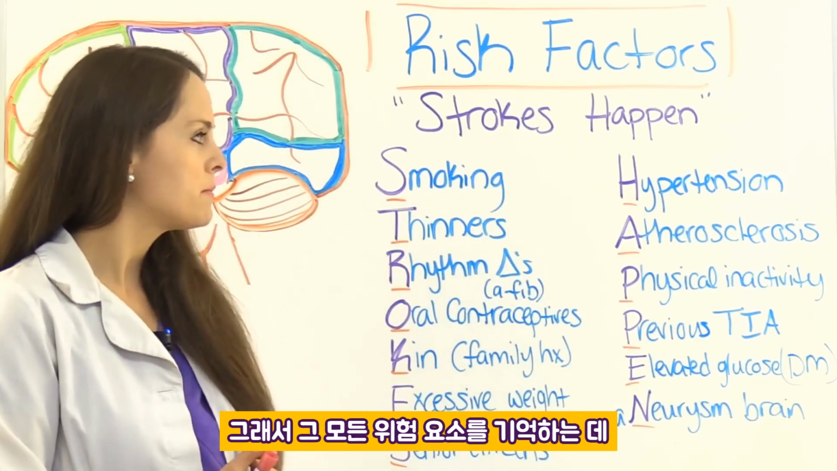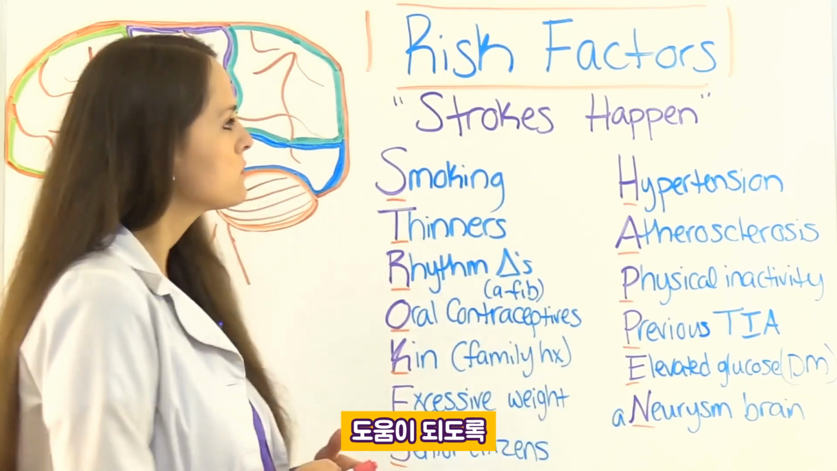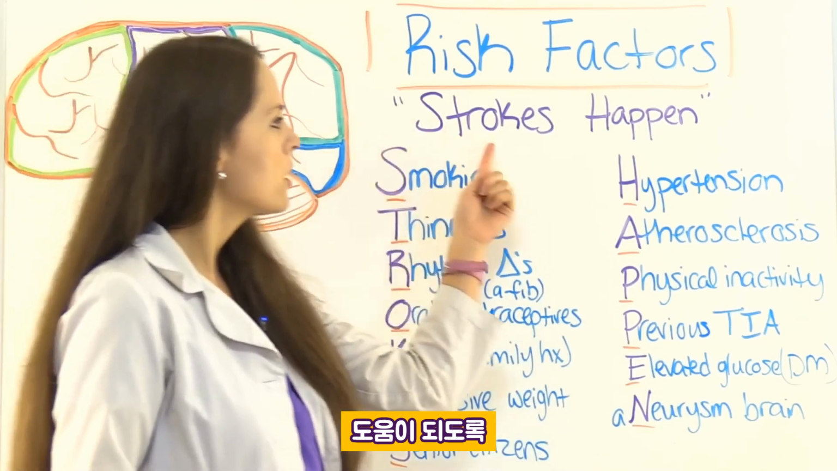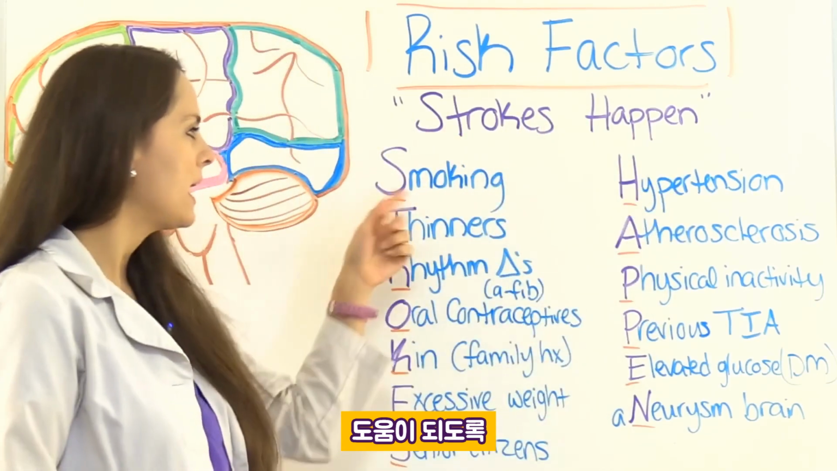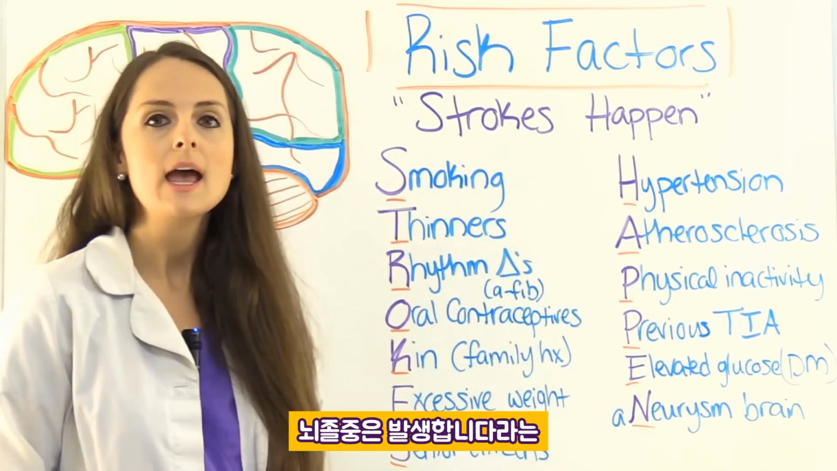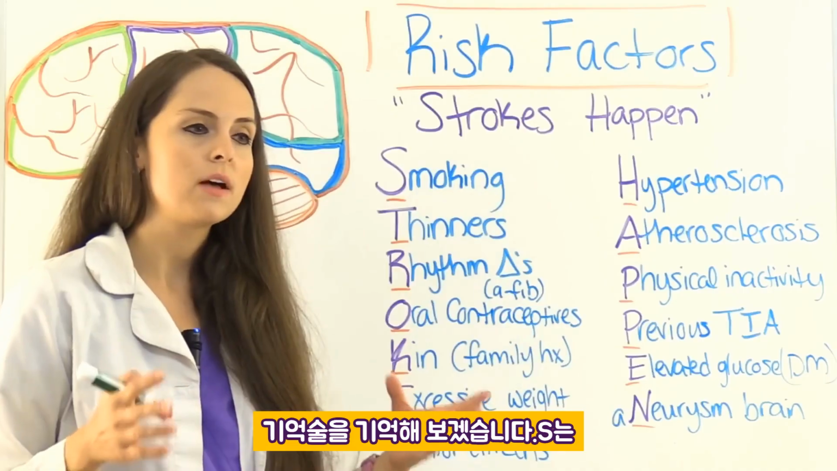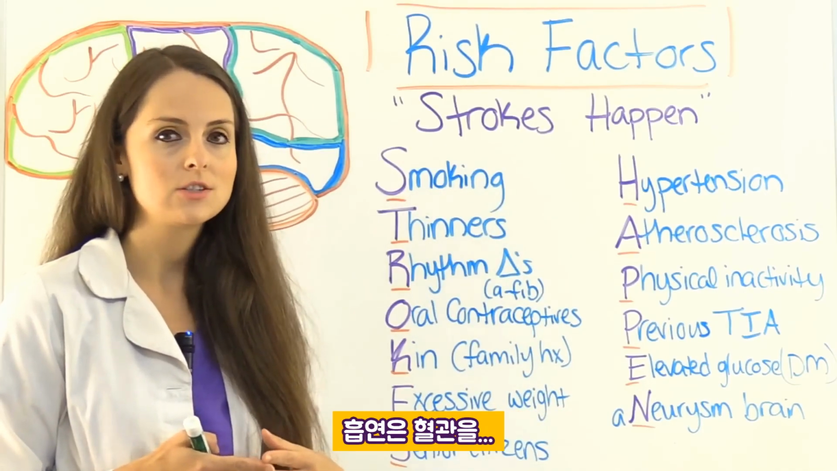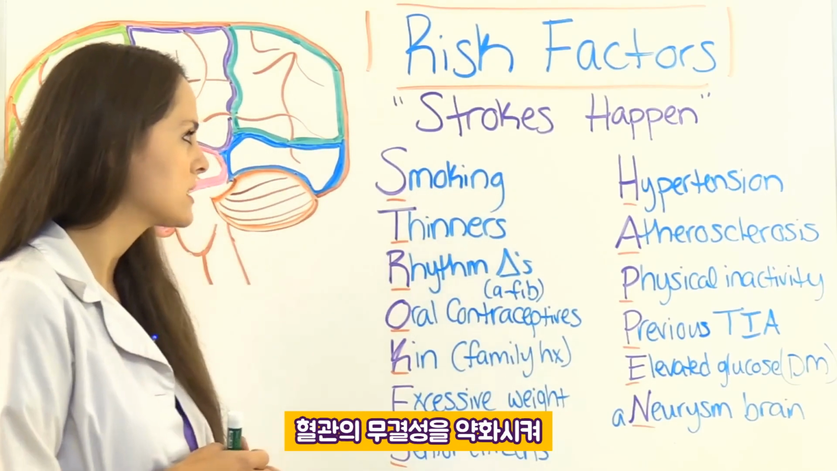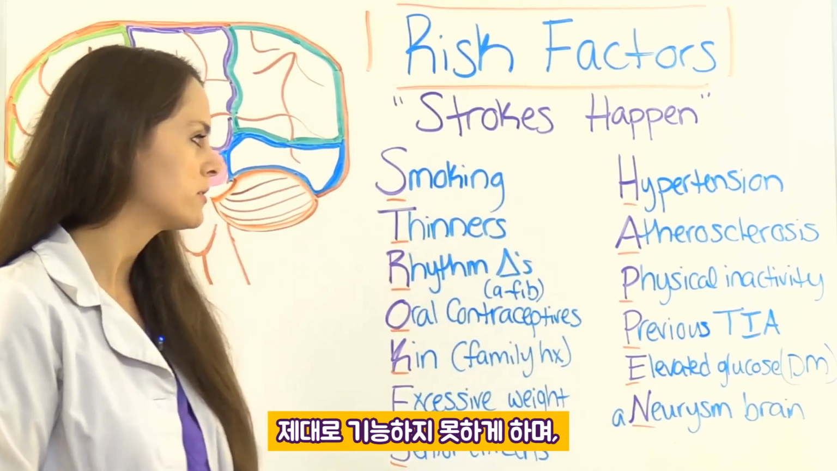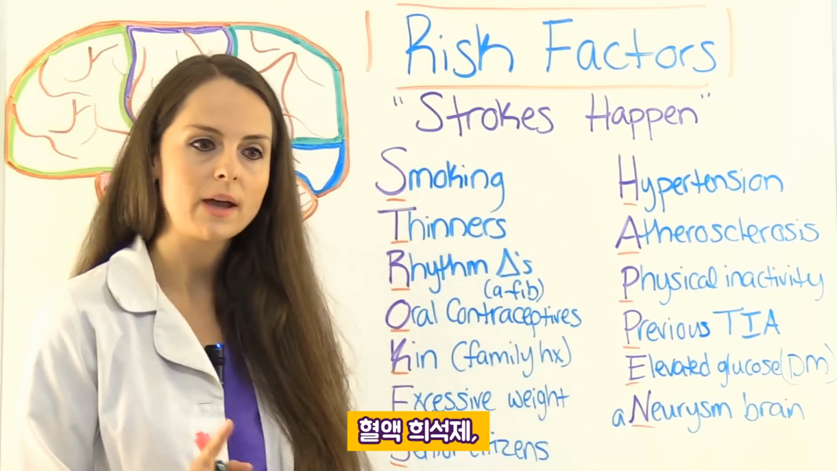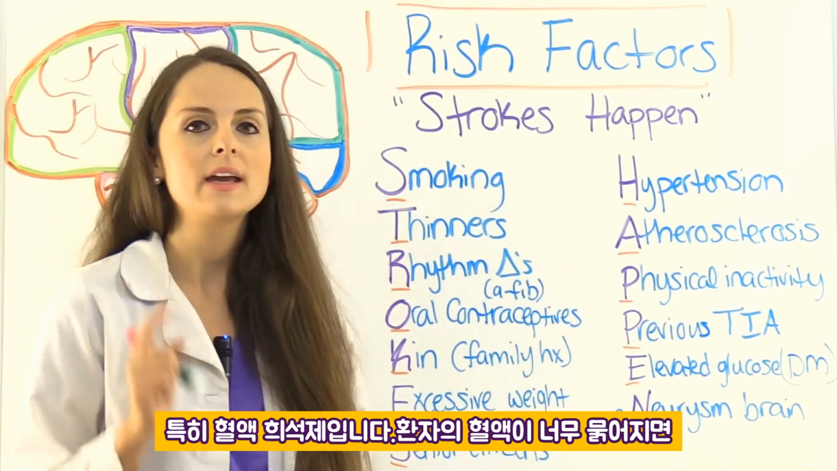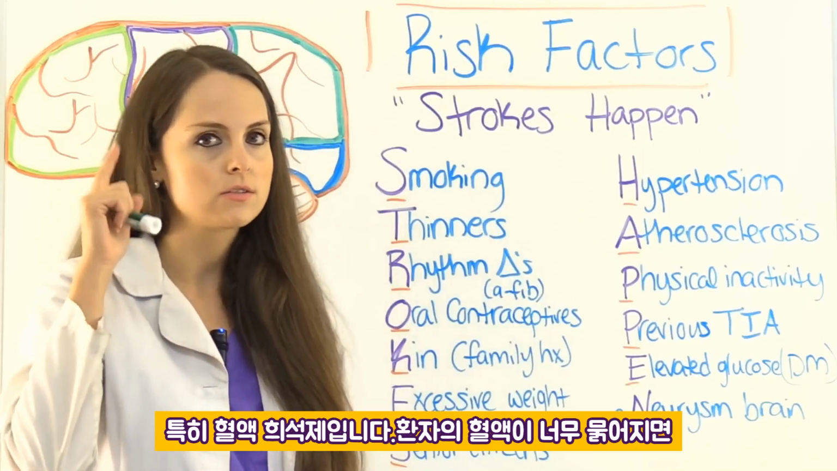So to help us remember all those risk factors, let's remember the mnemonic STROKES HAPPEN. Okay, S for smoking. Smoking decreases the integrity of those blood vessels, so they don't work as well as they should, which can increase the chances of a stroke. T for thinners, specifically blood thinners. If a patient gets their blood way too thin, that increases the risk of one of those vessels busting in the brain.